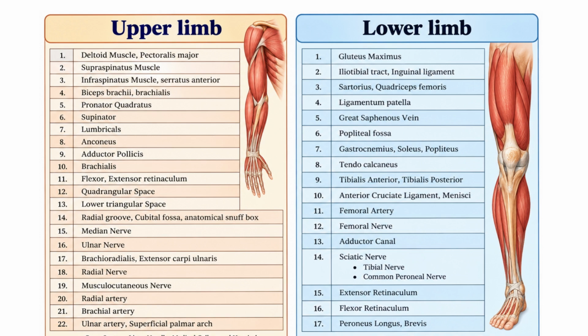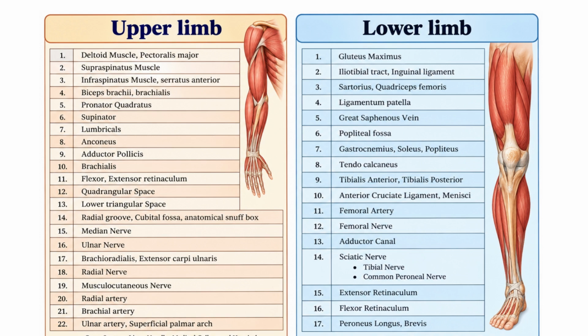Gluteus maximus is the largest gluteal muscle, originating from sacrum and ilium behind the posterior gluteal line. Main hip extensor, and it is inserted into iliotibial tract. It is the most common IM injection site, and it is supplied by inferior gluteal nerve.